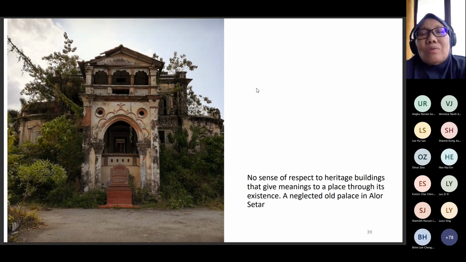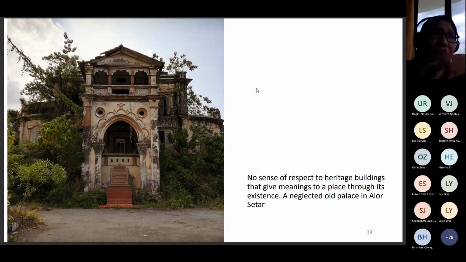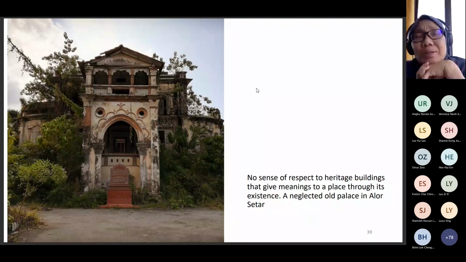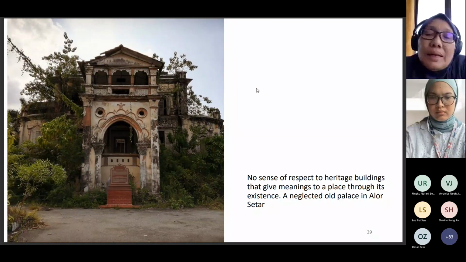So this again relates to our value system. We tend to appreciate new things in the townscape, and those things of heritage value, even though they have a high architectural or aesthetic value, because they are old, you see them as something very negative, something that you need to just erase from the townscape, and at the same time erasing the memories of the place for the people. Next.